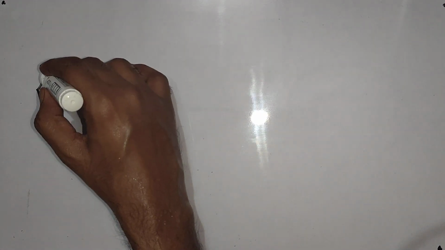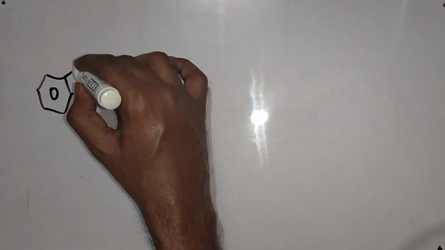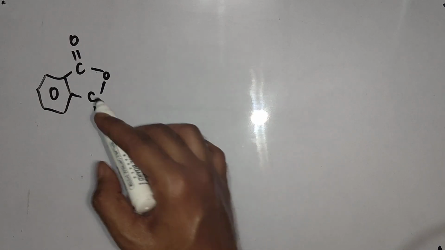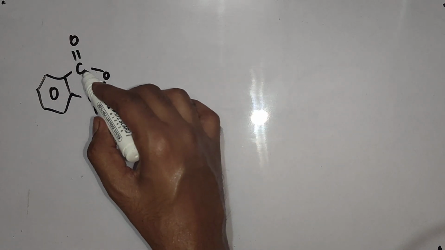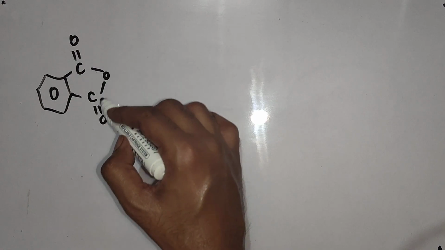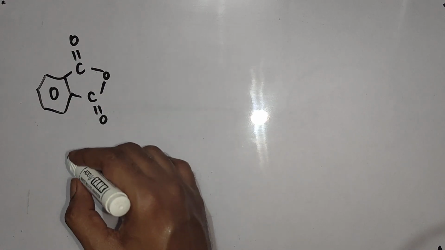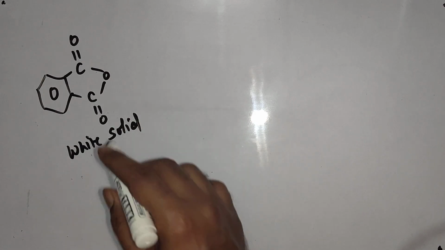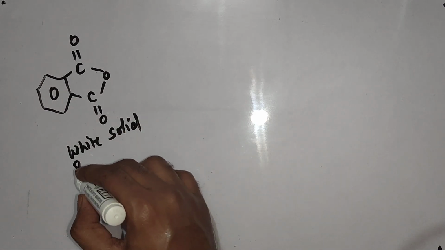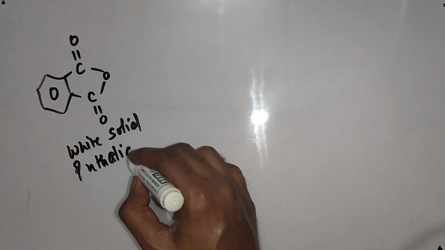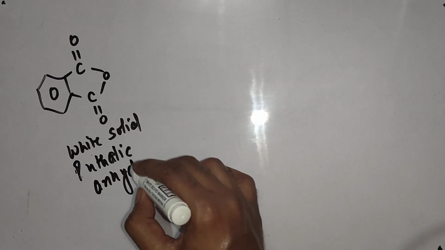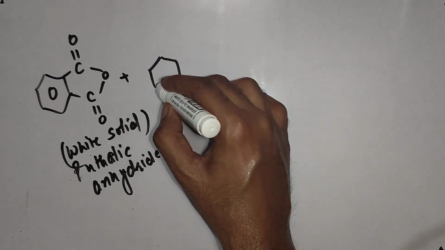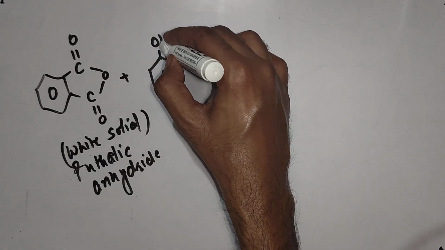Phthalic anhydride, the formula is this. We have to learn it. The benzene ring is connected with carbonyl groups, which are further connected with oxygen, which is working as a bridge between them. So this is phthalic anhydride. In this reaction, we are going to use white solid phthalic anhydride, which is going to react with our very well known compound phenol.